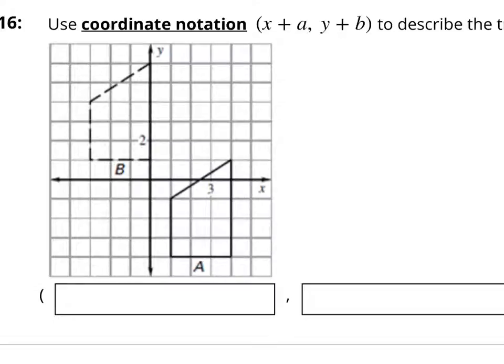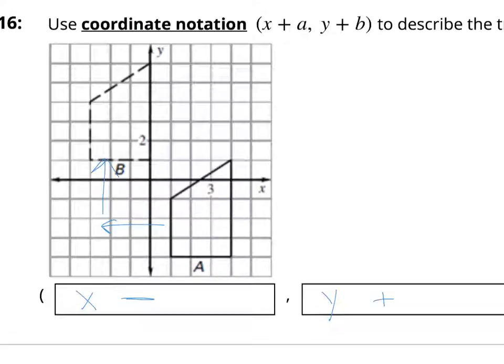Number 16 is the exact same thing. We're going from figure A over to figure B. Just kind of slides along here a little bit, doesn't it? So again, you need to figure out down here, it's going to be x plus or minus. Notice they're moving left, so it might be a minus. And y, is it going to be plus or minus? Are we moving up or down? You better be saying up, plus a number.